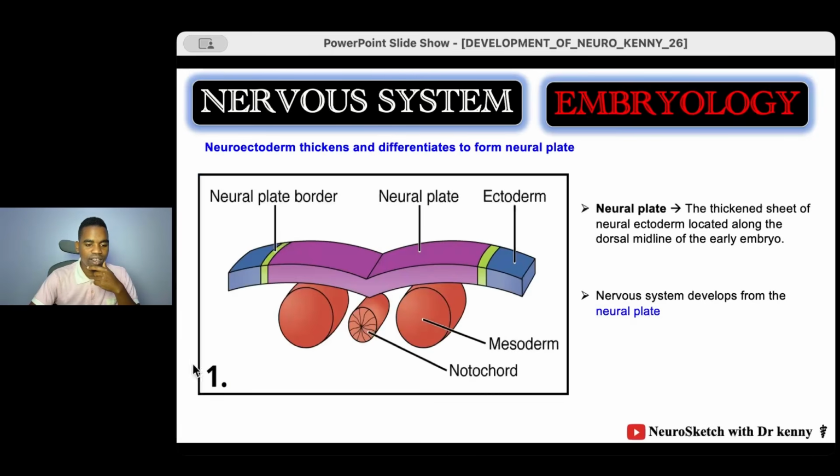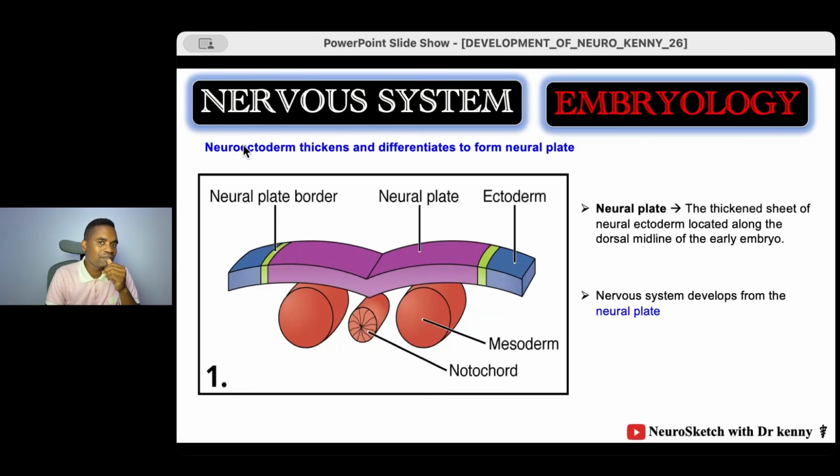Let me show you here. So this initially was the ectoderm, and the ectoderm underwent differentiation under the influence of the molecules coming from the notochord to form the neuroectoderm. The neuroectoderm will further thicken and differentiate to form the neuroplate. So this is the neuroplate, which is formed from the thickening and differentiation of the neuroectoderm.